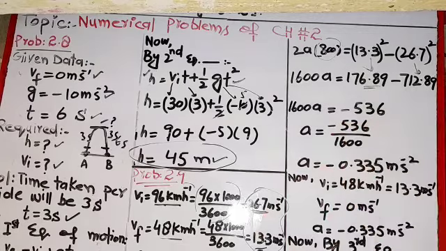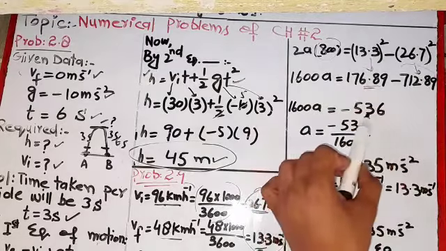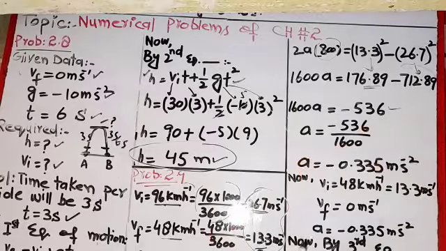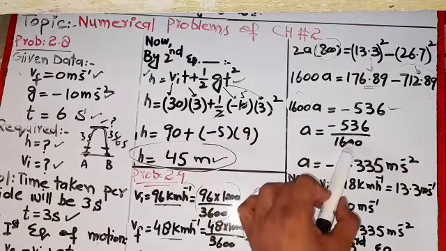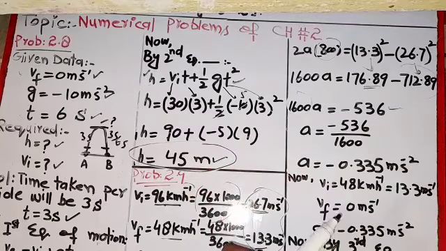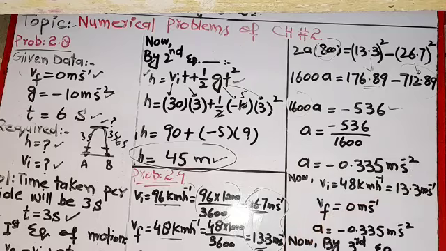and 800 times 2 is 1600, a will be equal to 176.89 minus 712.89. When we subtract it, the answer will be minus 536. This factor is multiplying here, so we will divide on the right side. The answer will be 0.335 meter per second square.